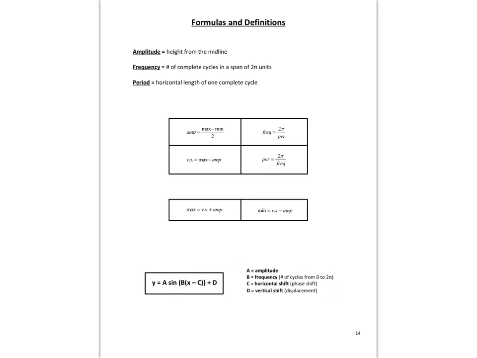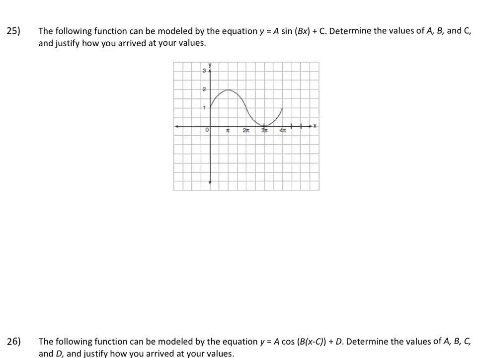All right, so we're going to flip to the next page and see how we're going to be using all of this information. Okay, so if we take a look at number 25, which is on page 15, it says the following function can be modeled by this equation right here. And what they want us to do is determine the values of A, B, and C and justify how we arrived at our values.